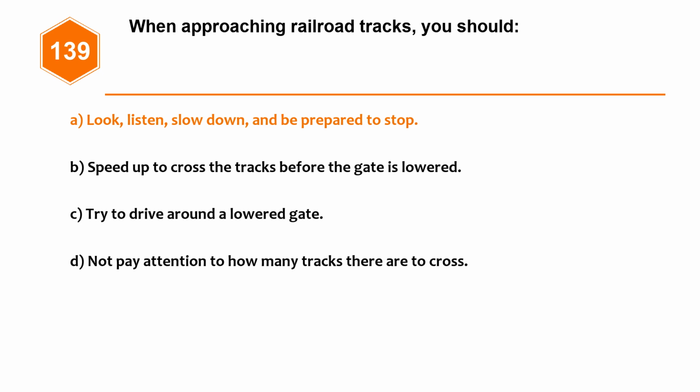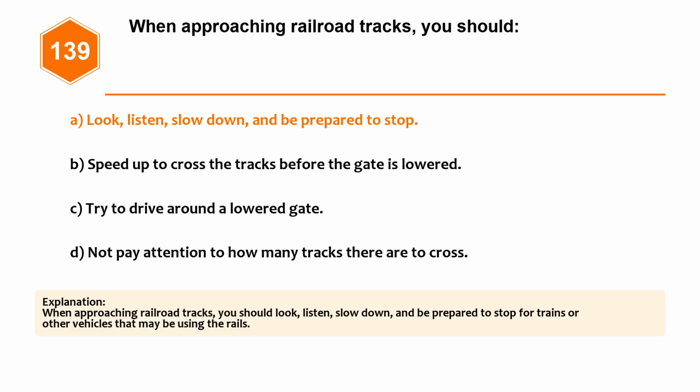The correct answer is option A. Look, listen, slow down, and be prepared to stop. Explanation. When approaching railroad tracks, you should look, listen, slow down, and be prepared to stop for trains or other vehicles that may be using the rails.